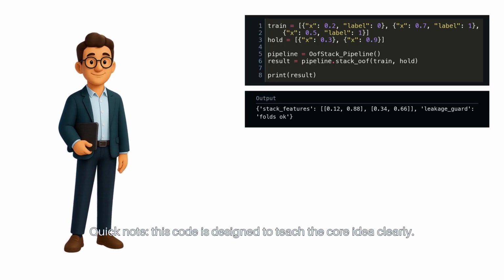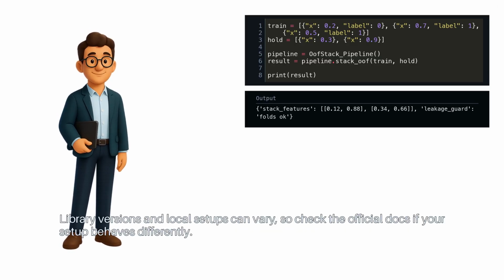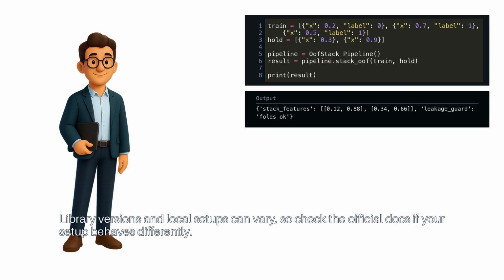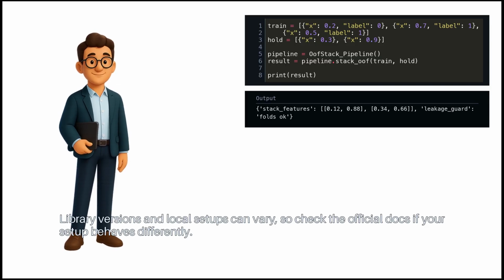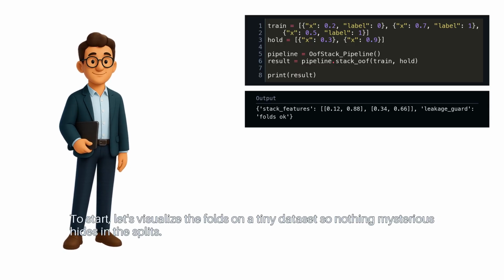Quick note, this code is designed to teach the core idea clearly. Library versions and local setups can vary, so check the official docs if your setup behaves differently. To start, let's visualize the folds on a tiny dataset, so nothing mysterious hides in the splits.